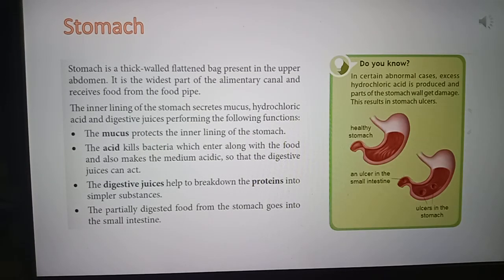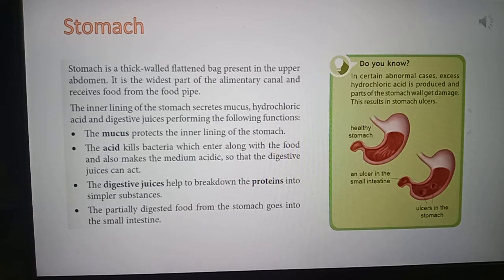Next comes the stomach. Now, what is the stomach? The stomach is a thick-walled, flattened, bag-like structure, and where is it found? It is found in the upper abdomen. So what is the stomach? It is a thick-walled, flattened bag-like structure which is found in the upper abdomen.